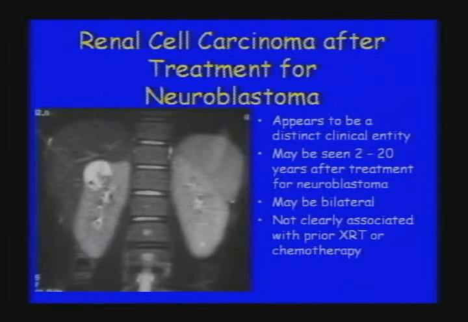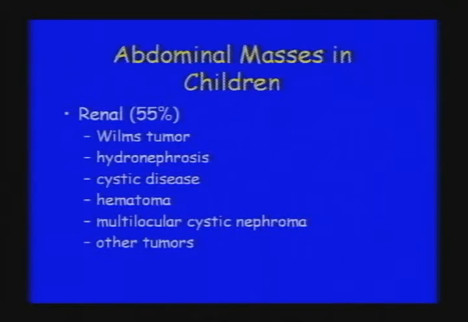It can be bilateral. It's not related to the chemotherapy they got or the radiation therapy they got. There have been cases where the neuroblastoma was in the neck and the kids present with renal cell carcinoma. So it's probably part of a cancer syndrome, and it's only now that we're starting to see the children survive that we're starting to pick this up.